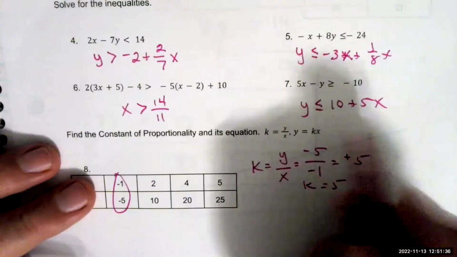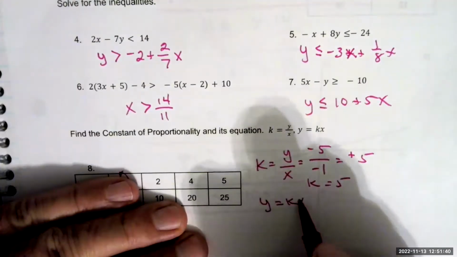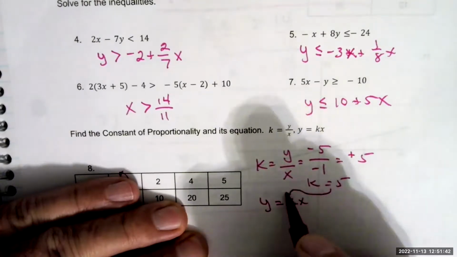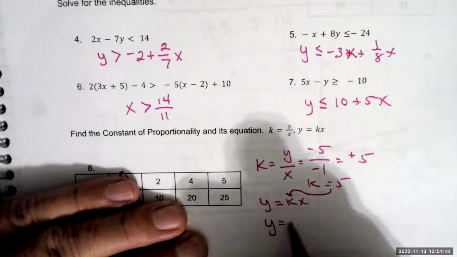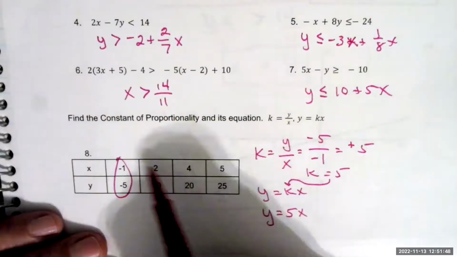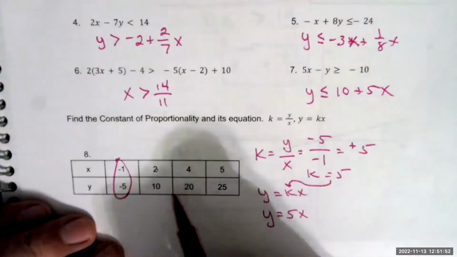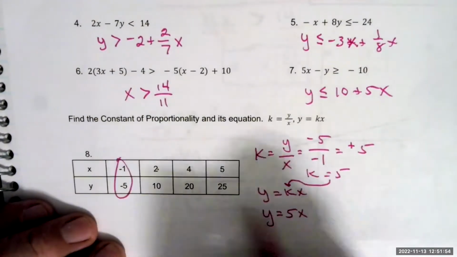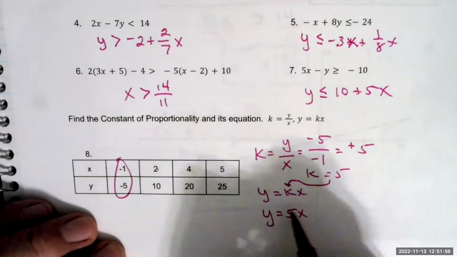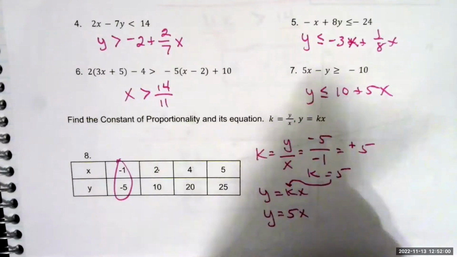All right, so if I was to write an equation, I'm going to take y equals kx, and I'm going to take this 5 and plug it in right there. So my equation is y equals 5x. Now look, I can pick any reason. We want to check these. Take 2, put it in for x. 2 times 5 is 10. Is that 10? Yes. 4 times 5 is 20. Is that 20? Yes. 5 times 5 is 25. Yes. So I know this is proportional. All right.